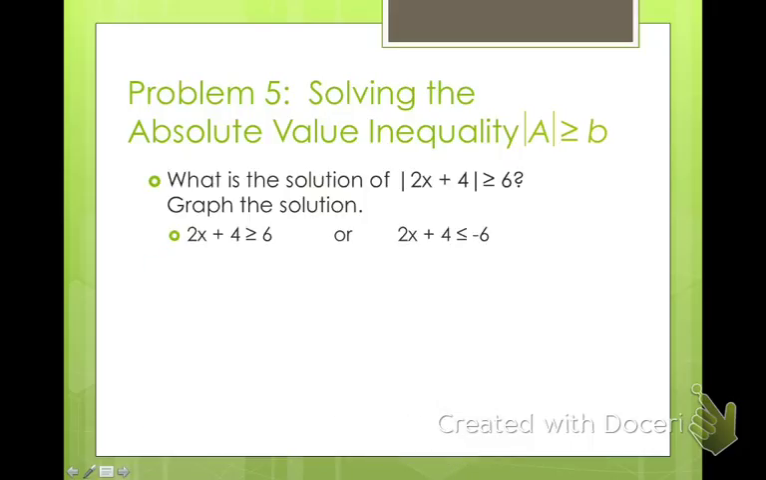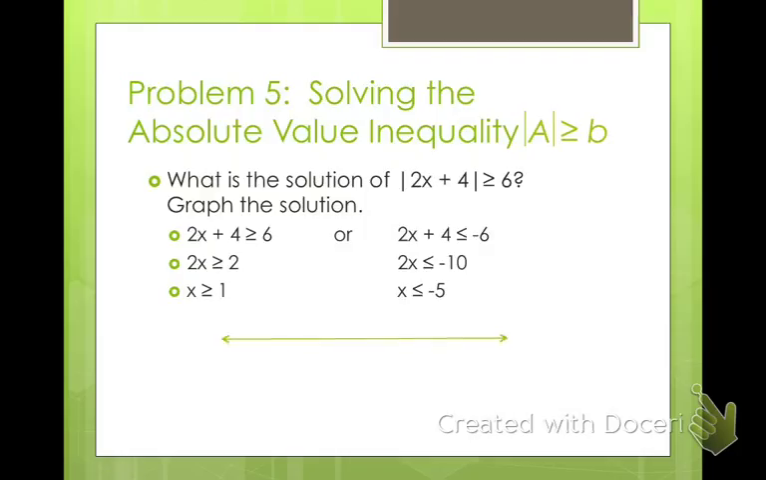Alright, so this is basically the same thing. You're going to change sign, but when it's a greater than or equal to, you're going to have to do two separate equations. So just solve like we normally would. Subtract 4 from each side. Divide 2 from each side. So I get x is greater than or equal to 1, x is less than or equal to negative 5.